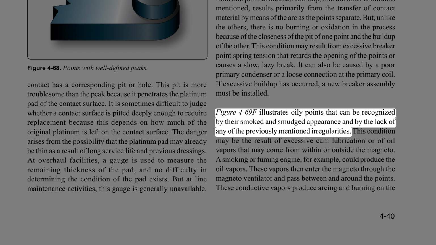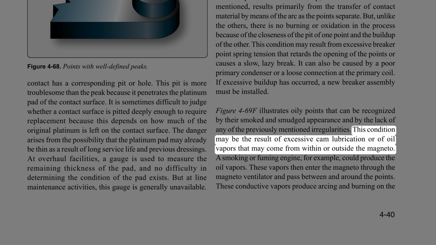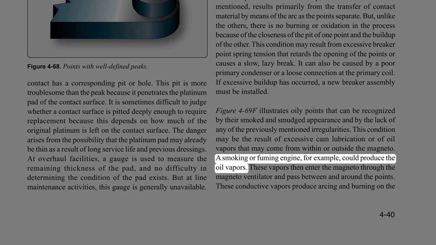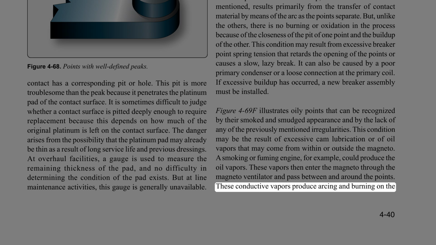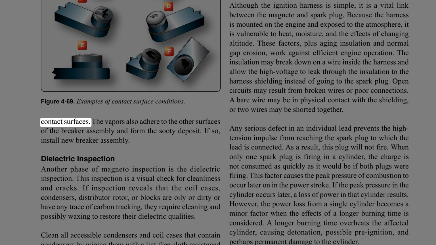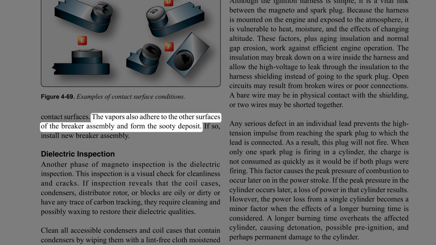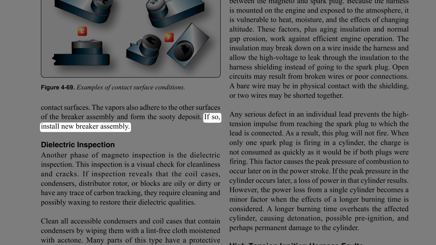Figure 4-69F illustrates oily points that can be recognized by their smoked and smudged appearance and by the lack of any of the previously mentioned irregularities. This condition may be the result of excessive cam lubrication or of oil vapors that may come from within or outside the magneto. A smoking or fuming engine, for example, could produce the oil vapors. These vapors then enter the magneto through the magneto ventilator and pass between and around the points. These conductive vapors produce arcing and burning on the contact surfaces. The vapors also adhere to the other surfaces of the breaker assembly and form the sooty deposit. If so, install a new breaker assembly.